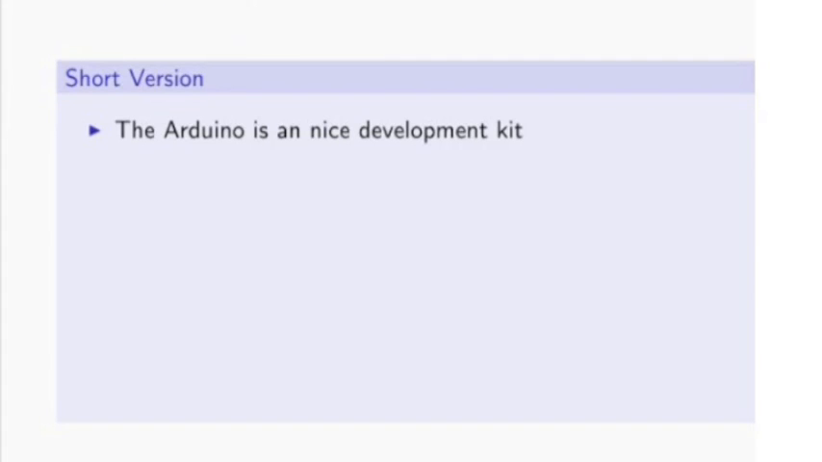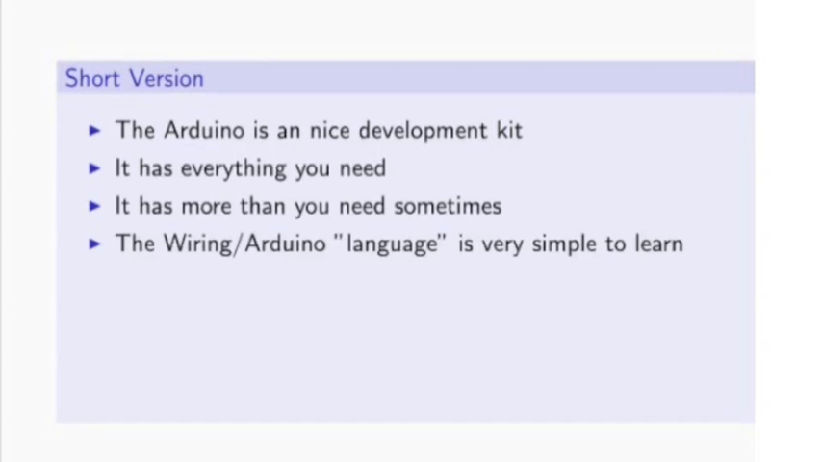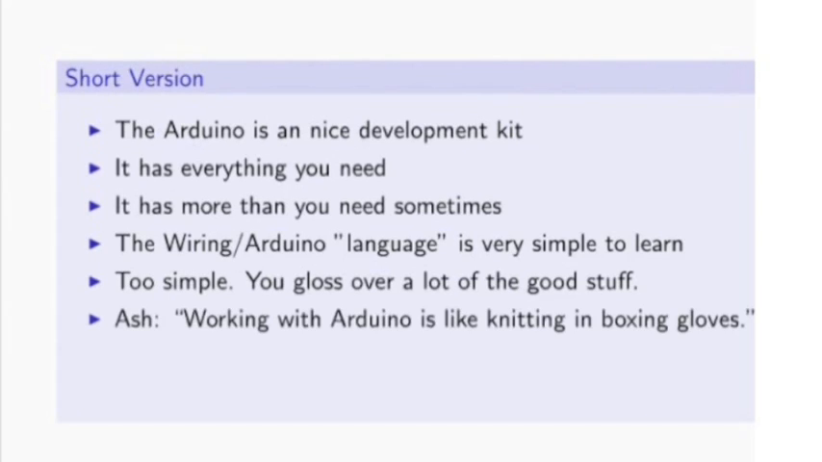Arduino is a fantastic development kit. It's got all the parts you could possibly need on it. And a lot of the time it has more than you need. Maybe you don't need the chip to run at 16 megahertz. Maybe you're making a low power design. Maybe you don't need the USB to serial converter. It's all extra stuff on the chip. The Arduino language is very simple to learn, but because it's simple, it hides some of the flexibility of the chips from you. And so, for instance, sometimes you can't do things you'd like to without drastically overhauling it.